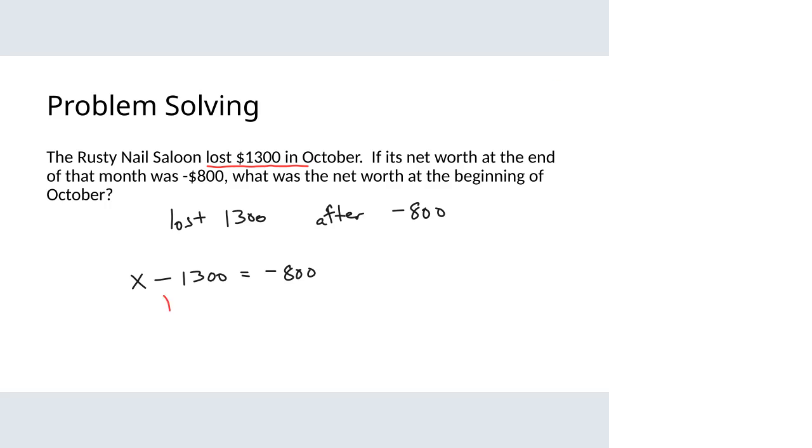Yeah, we're going to add 1,300 on the left. If we add 1,300 on the left, we also have to add it on the right. Those will cancel, and so we have X. This is our net worth at the beginning of the month. The only thing left for us to do is simplify on the right. I have negative 800 plus 1,300. You can do that on a number line or on a calculator. What you'll end up with is 500 as the net worth at the beginning of the month.